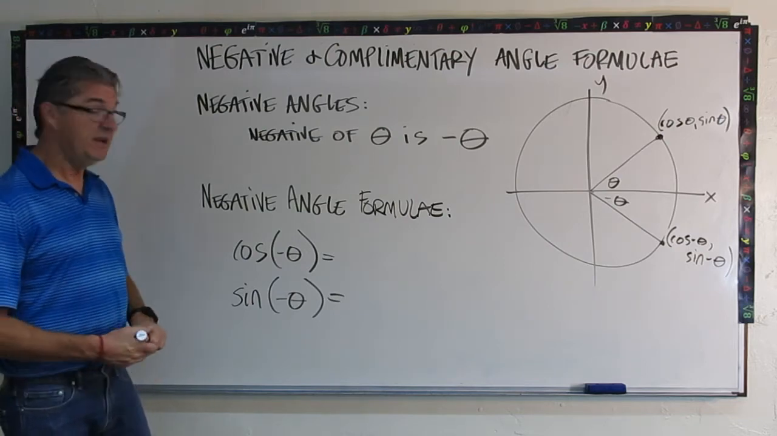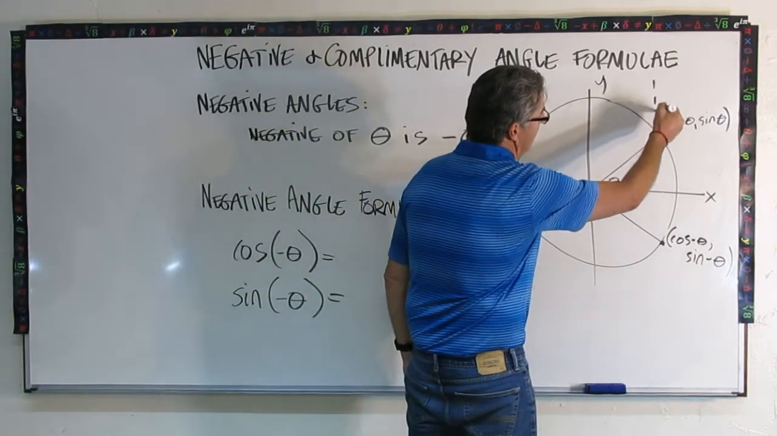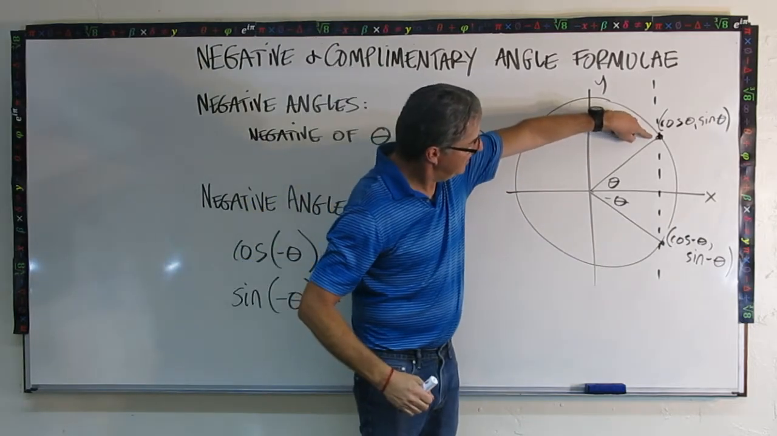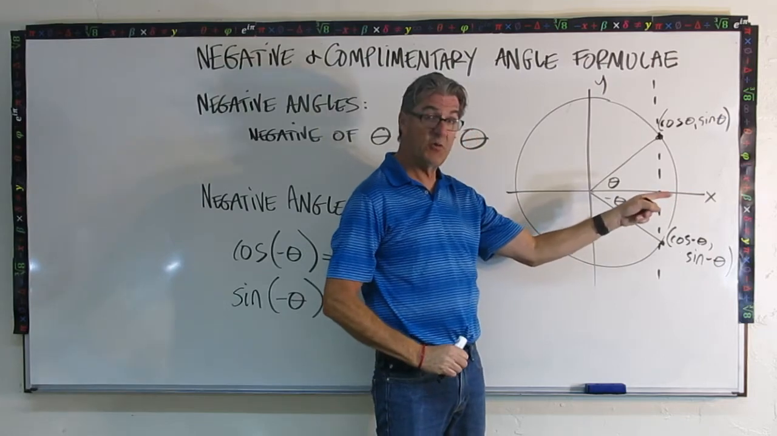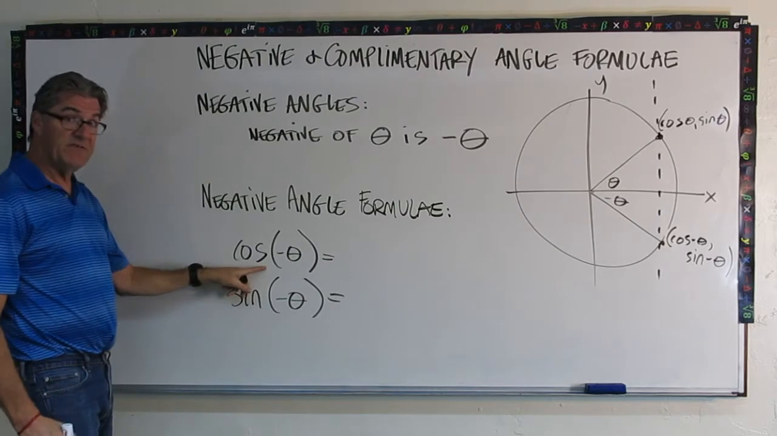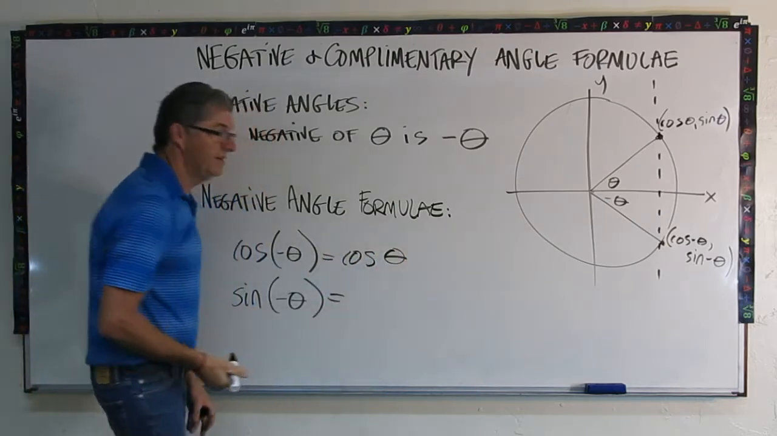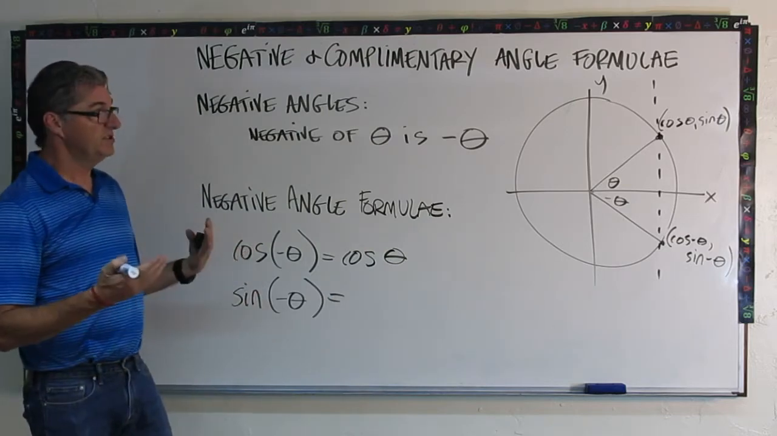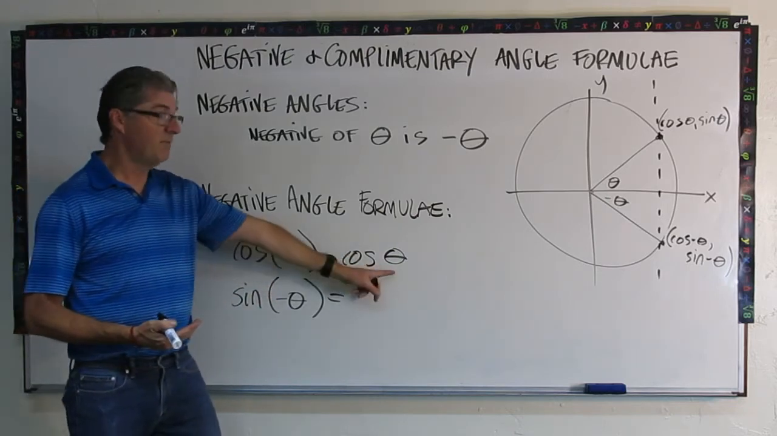Okay, the first one. Cosine negative theta, check this out. There's cosine theta right there. Here's cosine negative theta right here. We're still to the right of the y-axis. It's still positive. So what that means is that the cosine of negative theta is going to be the same thing as cosine theta. So the first formula here just tells us that cosine, which is the x-coordinate, is always going to be the same regardless of whether it's negative theta or positive theta.